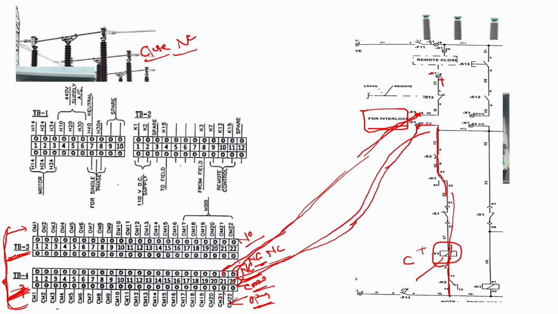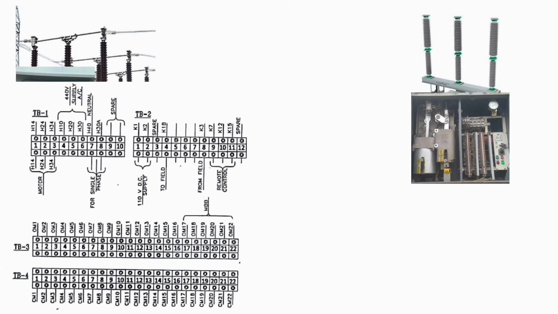So what will happen when I give close command in this position? My positive will go here, pass through 21 22 and reach at X150, and my breaker closing coil will be energized. So this is the basic closing interlock for my circuit breaker. Okay, hope you understand. If you would like to reverse the interlock, it means suppose my breaker is closed, okay?